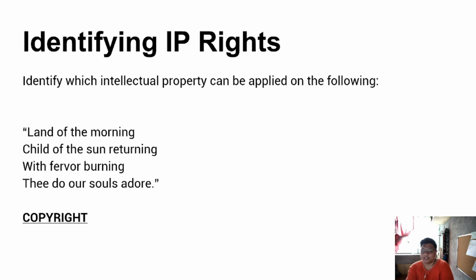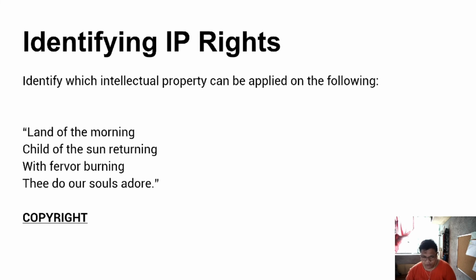Okay, so let's have a short activity before we end our lesson, to check if you understood our lesson. Identify which intellectual property can be applied on the following. Let's say, for example, "Land of the morning, child of the sun returning, with fervor burning, thee do our souls adore." This falls under the copyright because it's a song lyrics. It is an artistic piece. The nature of this is an artistic piece.